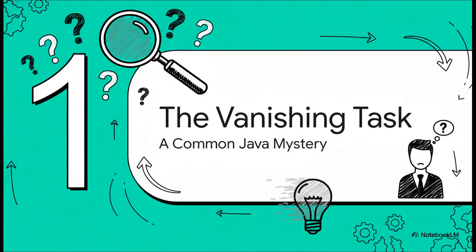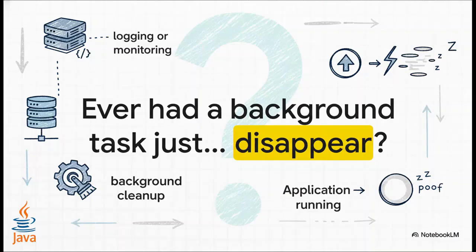All right, let's set the stage for our little investigation here. We're looking at a scenario that trips up a lot of developers. Just think about it for a second. You've written some code for logging or maybe monitoring something, maybe some kind of cleanup task that's supposed to run in the background. You fire up your application, everything looks great, and then, poof, your background job is just gone.